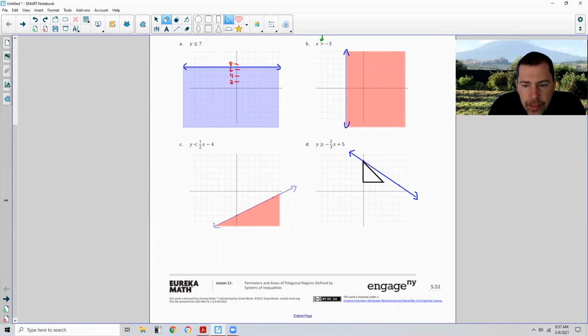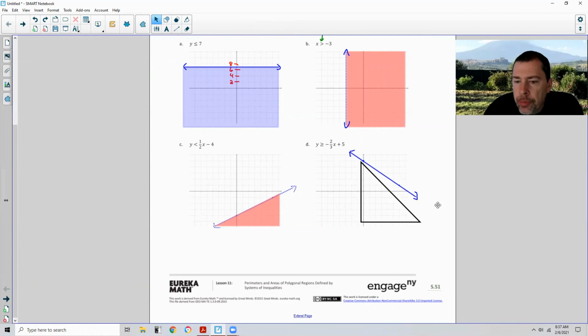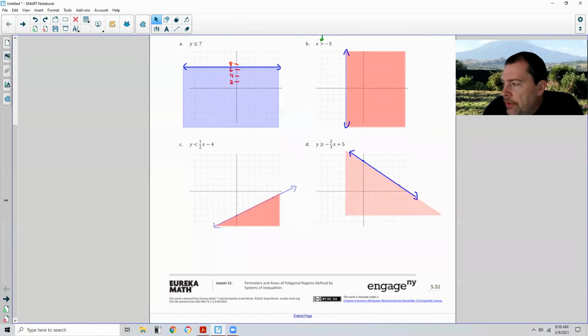Trying to do what I did on that last one. I think we can get it to go like this. All right, let me manipulate this off screen. Okay, so there it is. This would continue shading over here and down here, but you get the idea. Solid line, slope of negative 2/3, y-intercept of 5.